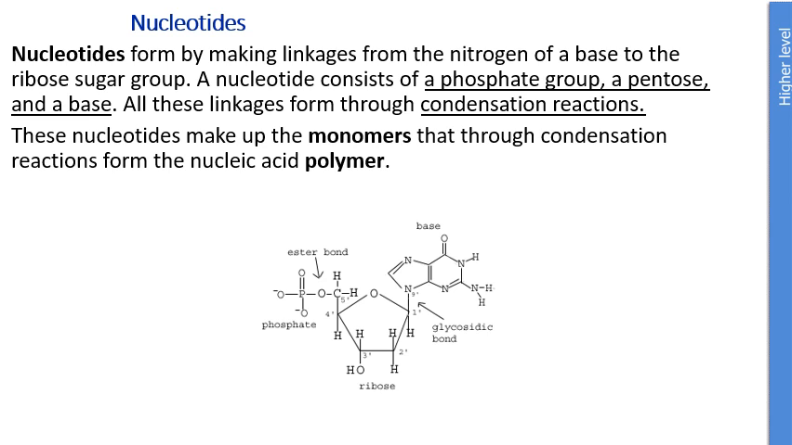So, nucleotides form by making linkages with nitrogen of a base and the ribose sugar group, and we've already looked at this. The nucleotide consists of a phosphate group, a pentose, and a base, and this occurs during condensation reactions. The nucleotides start off being monomers, and through the condensation reactions begin to form this nucleic acid polymer, which creates the chain.